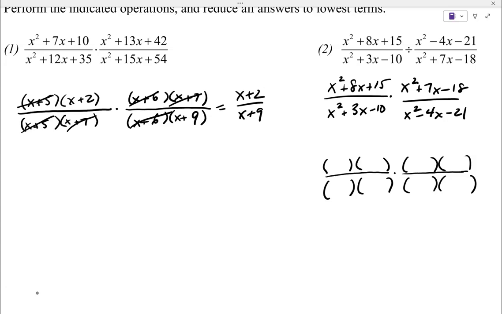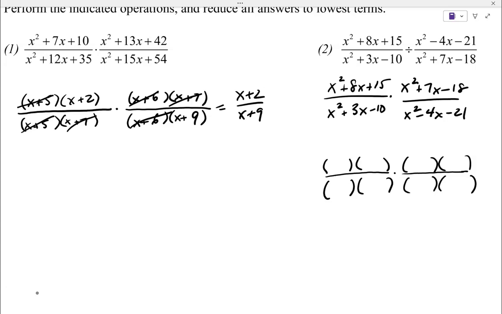Ready to chat about this one? Okay. Again, now that we've written it as a multiplication problem, our goal here is to factor everything that we can and divide out common factors on top and bottom.